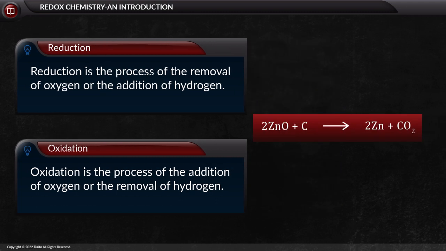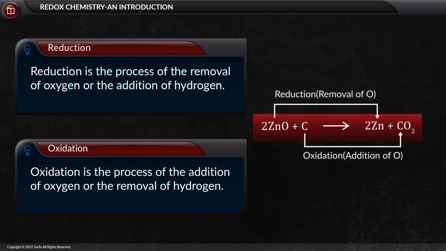From the given equation, 2ZnO plus C giving 2Zn plus CO2, we can see that C has undergone oxidation and Zn has undergone reduction. This is because C has undergone the addition of oxygen and Zn has undergone removal of oxygen. So, here we have identified oxidation and reduction in terms of addition and removal of oxygen.